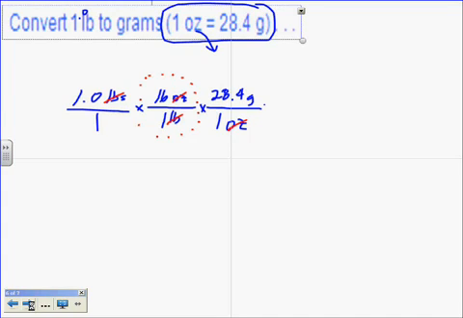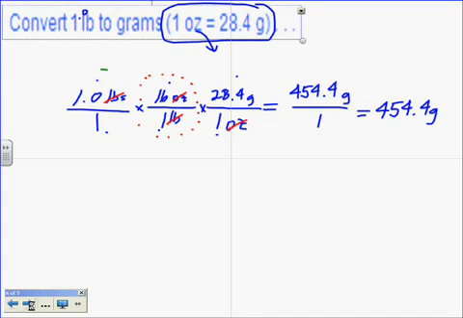And when I calculate this out, I have 1 times 16 times 28.4 grams, and I get 454.4-ish grams over 1 times 1 times 1 gives me over 1. So my answer to this calculation is 454.4 grams. Now, I should be able to round that with the correct significant figures.